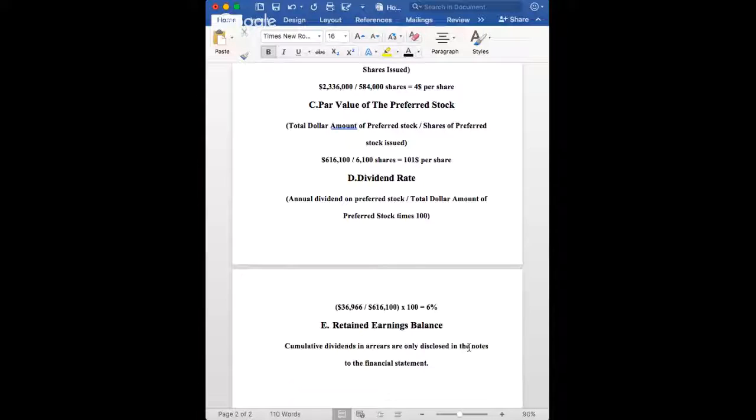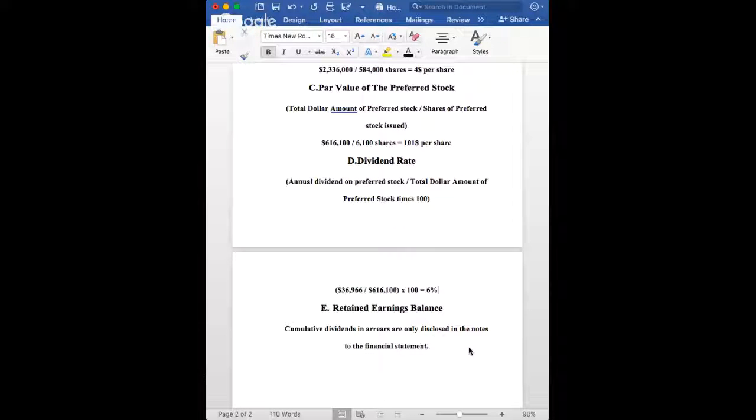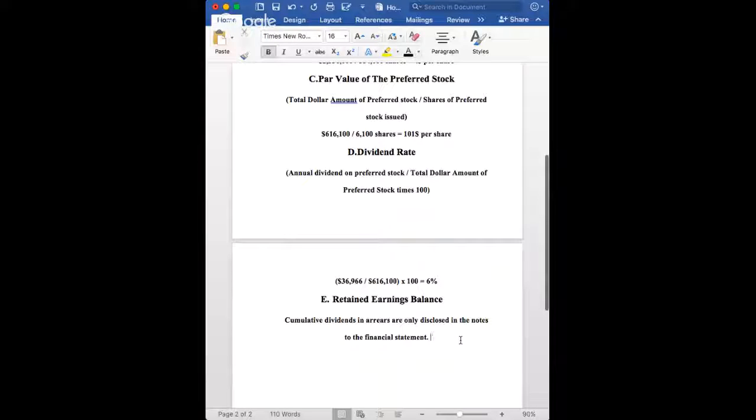And then lastly, we have the retained earnings balance. With retained earnings balance, we're not going to do anything with it in this case, because the cumulative dividends in arrears are only disclosed in the notes to the financial statement. So in this case, it will stay the same at 1,168,000. Just remember that if it's asking you to calculate that with arrears, it's not making any change, because those are only listed in the notes of the financial statement.